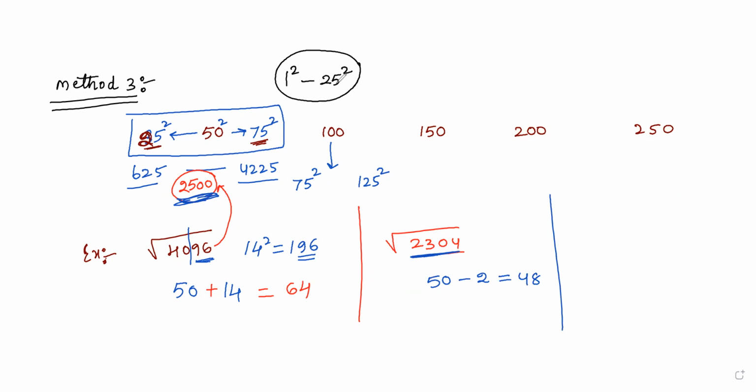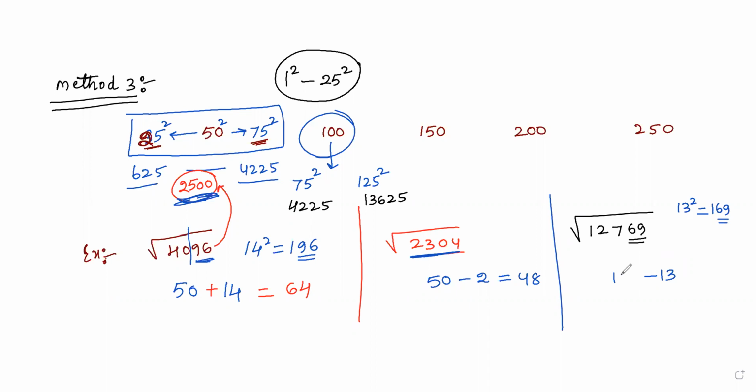Suppose let me take another example related to the 100 base. Square root of 12769. The last two digits will be 69, which means it is 13 square. When you see 13 square, that is 169. So the last two digits will be 69. So you have to add or subtract 13 to the 100.